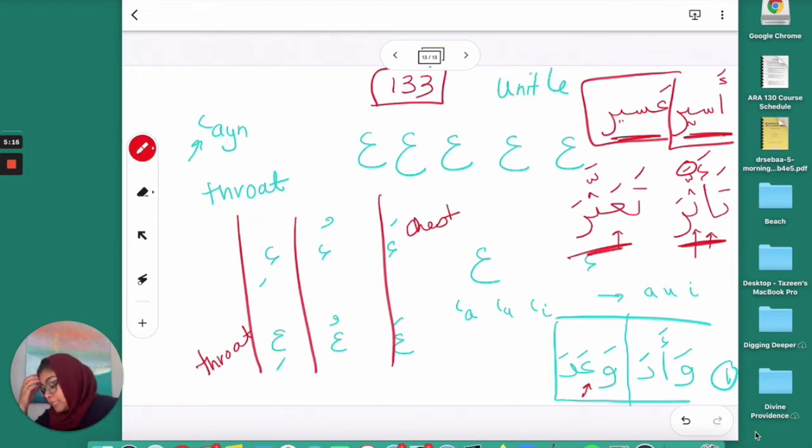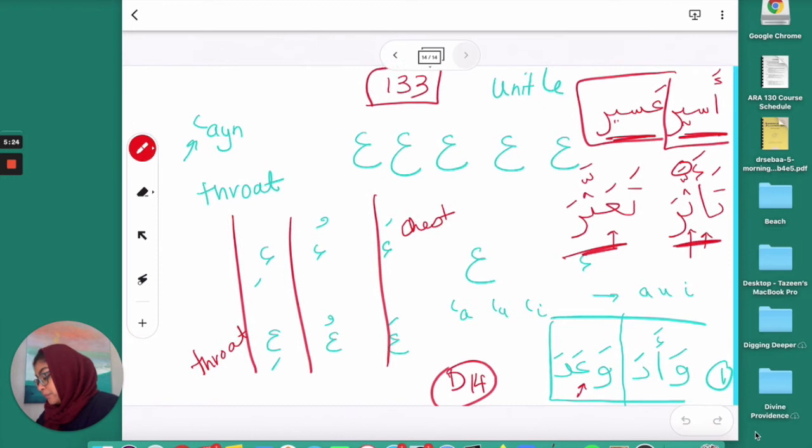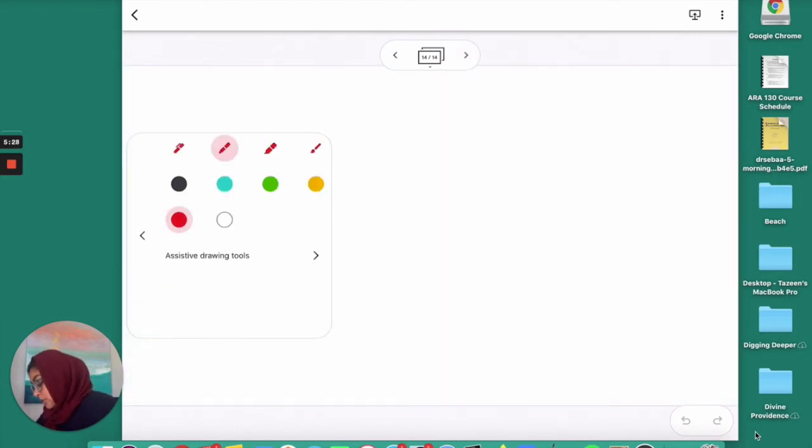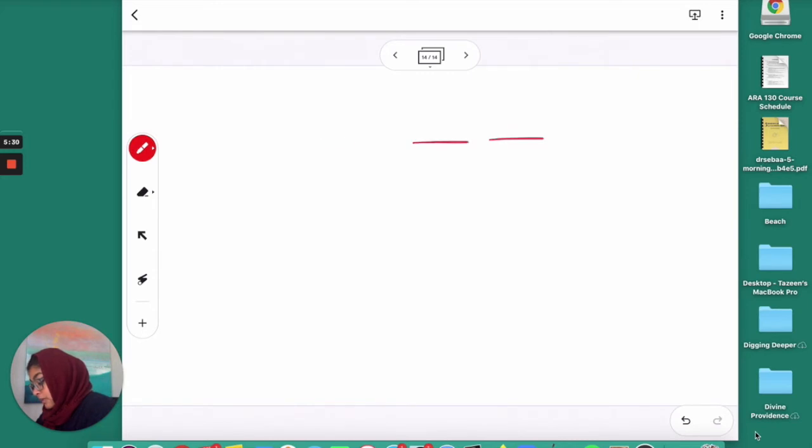So what you can do is now drill 14, and that's good practice. You'll listen to a word and you'll distinguish, does it have a hamza or does it have an ayn? Okay, let's do some words. So we want to do initial, medial, and final.